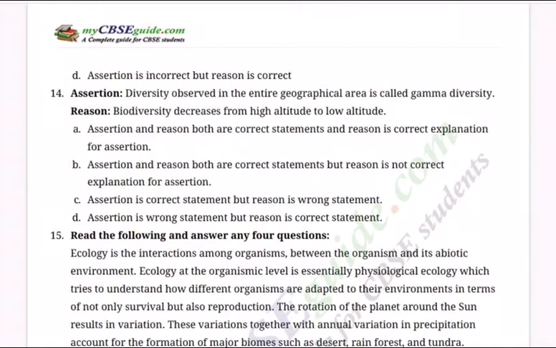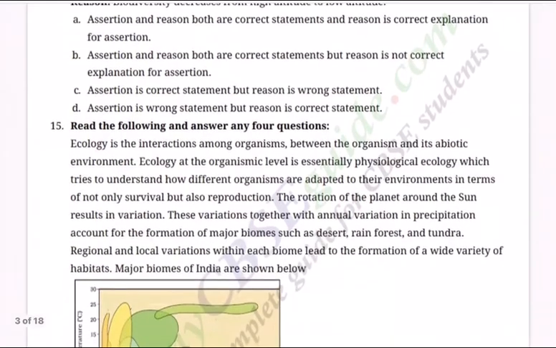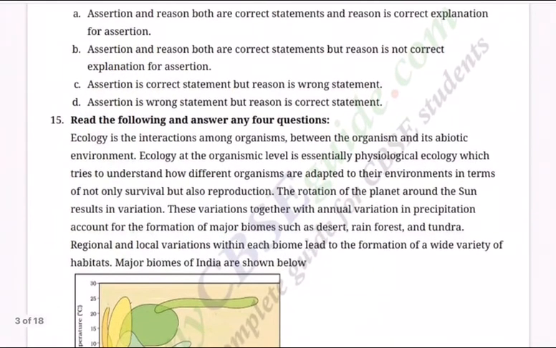Question 14. Assertion. Diversity observed in the entire geographical area is called gamma diversity. Reason. Biodiversity decreases from high altitude to low altitude. A. Assertion and reason both are correct statements and reason is correct explanation for assertion. B.